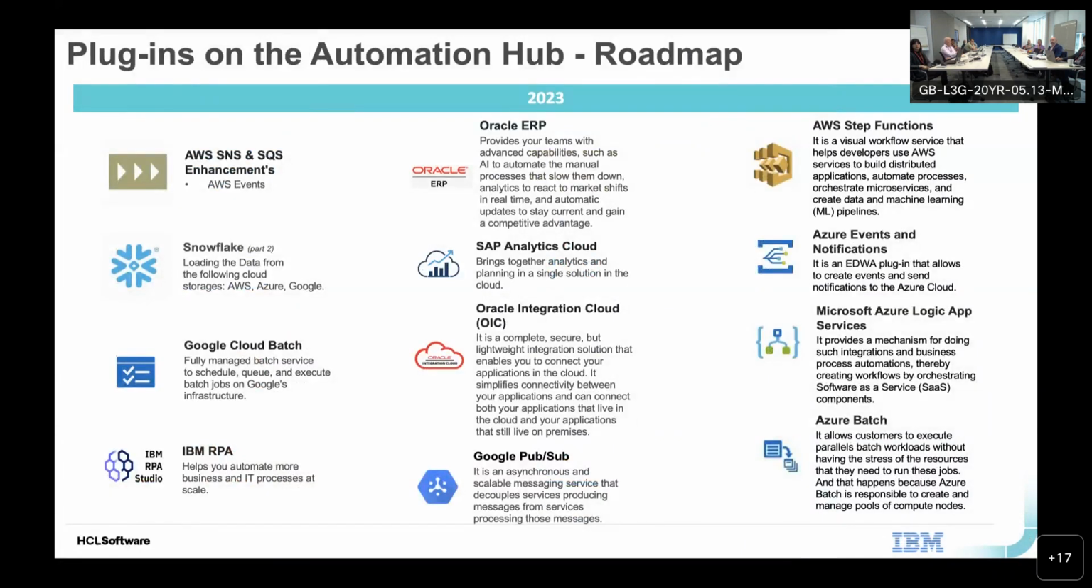Let's take a look at what we plan for next year. We are going to provide enhancements on top of the already delivered AWS SNS and SQS, and Snowflake, as a second part for both of them. We are going to implement Google Cloud Batch and IBM RPA. This is another one that has been on our list for a while. For a certain amount of time, there were no appropriate APIs to implement the plugin, but now it seems like we can do it, so we will.